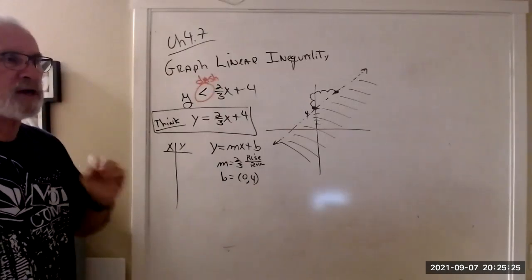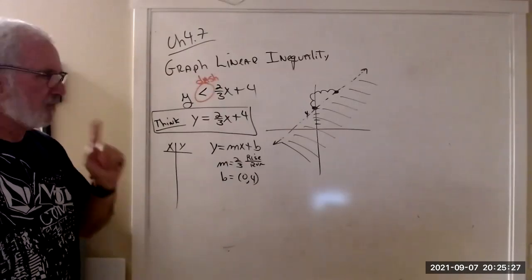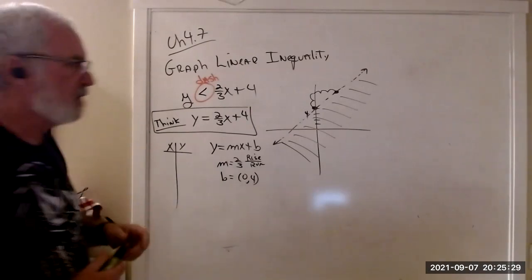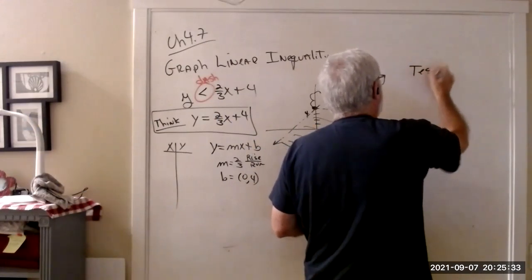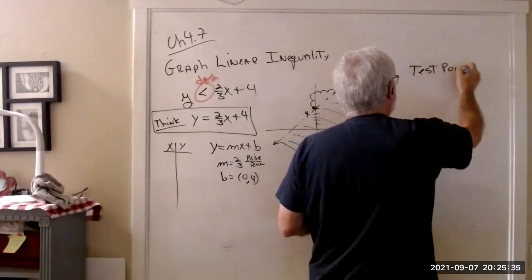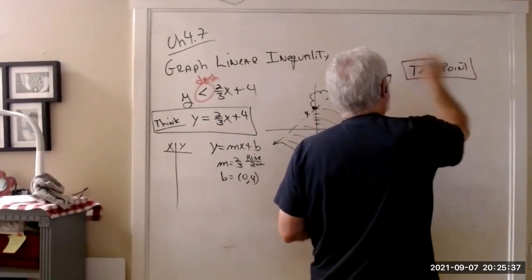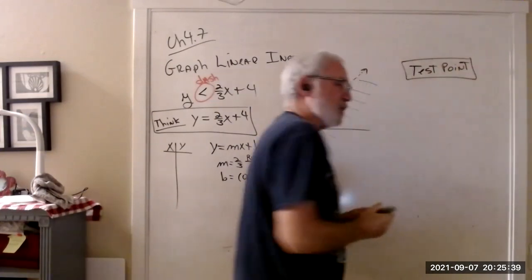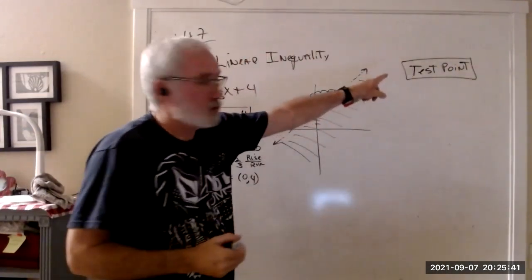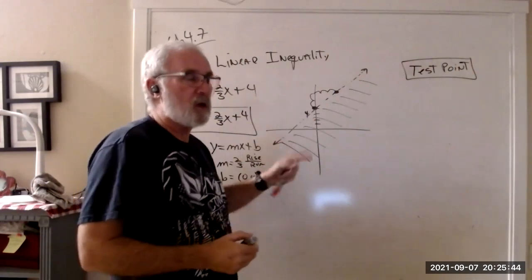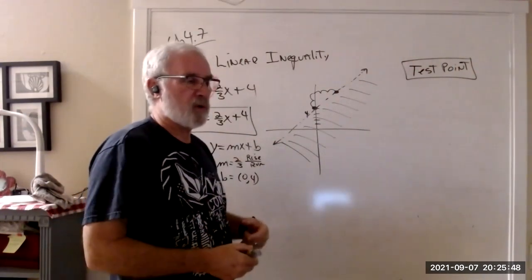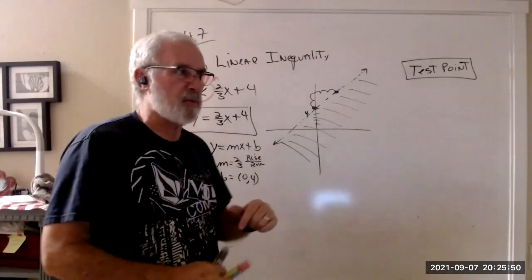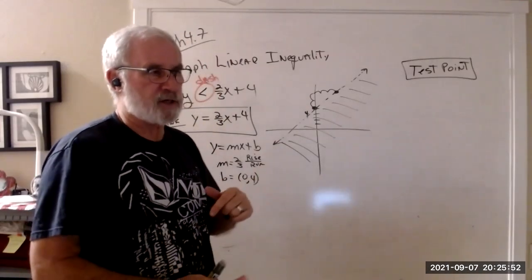The correct way to figure out where to shade is to use what's called a test point. Now, I'll be really honest with you. Did you need this correct way for this problem? No, because the shortcut worked perfectly. But I want to show you the test point because my next example will require the test point.